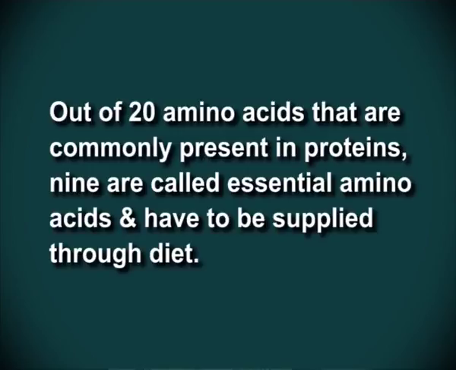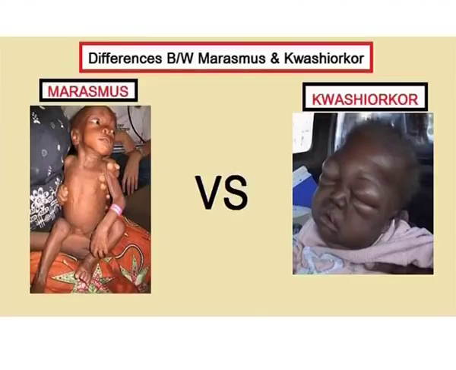Out of 20 amino acids that are commonly present in proteins, 9 are called essential amino acids and have to be supplied through diet. Dietary protein is found in meats, dairy products, legumes, nuts and grains. In general, animal foods contain higher quality protein than plant foods. Protein needs are highest when growth is rapid, such as infancy, childhood and adolescence. Protein deficiency is most common in developing countries and often results in marasmus and kwashiorkor. Excess protein is also harmful and may affect risk for heart diseases and cancer.